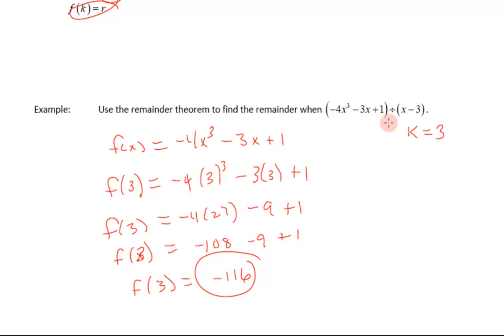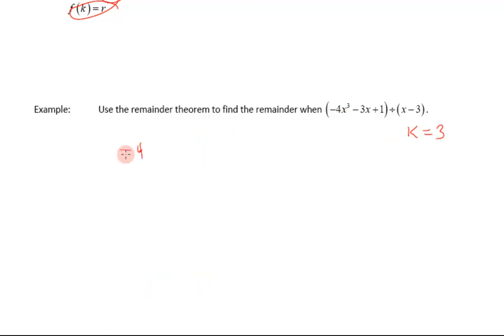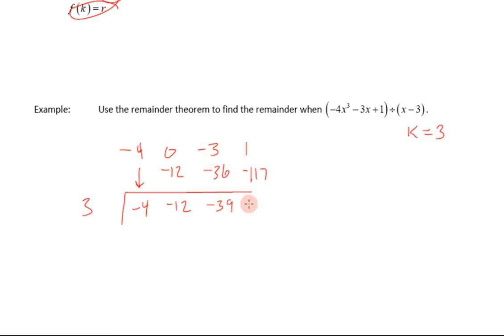And now maybe I might do that with synthetic division quickly to see if I get remainder negative 116. So we'll write negative 4, and there's no x squared, so 0, minus 3, plus 1. Those are the coefficients, and then my k is a 3. We drop down. 3 times negative 4 is negative 12. Add down negative 12. 3 times negative 12 is negative 36, right? Add down. 3 times negative 39 is minus 117. Add down, negative 116. There's my remainder.